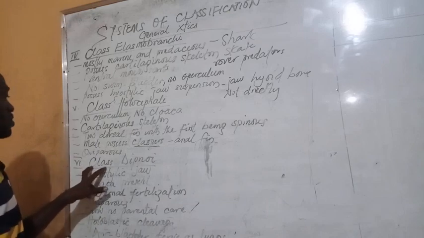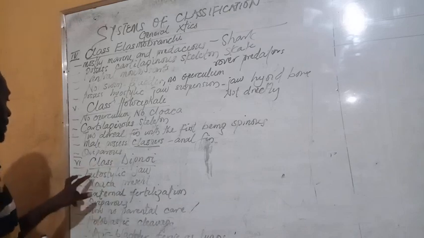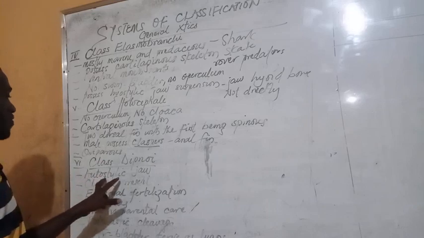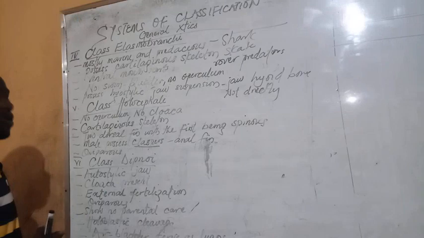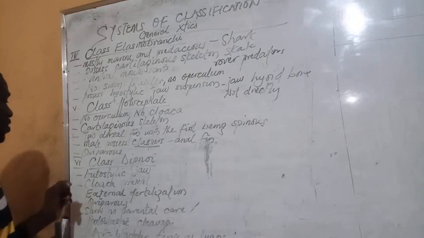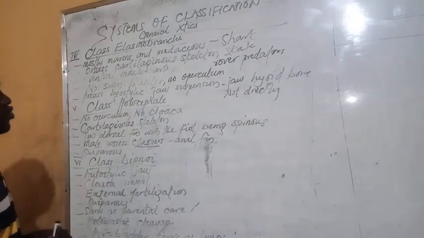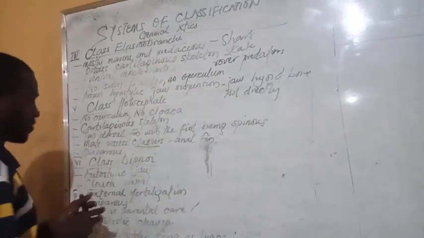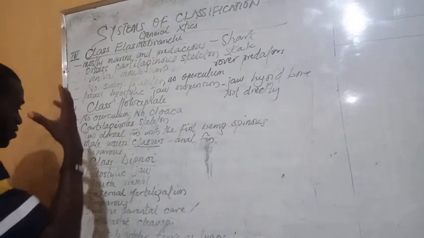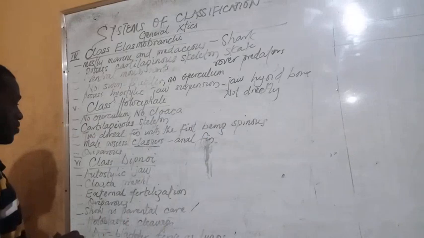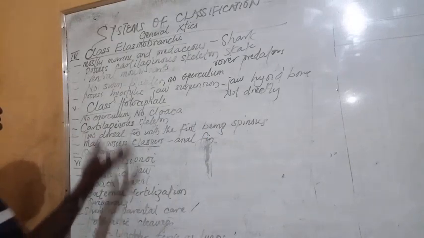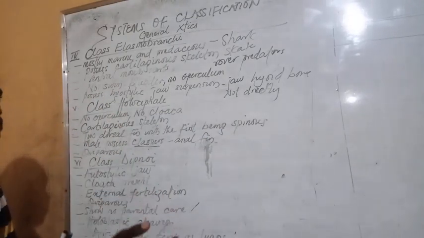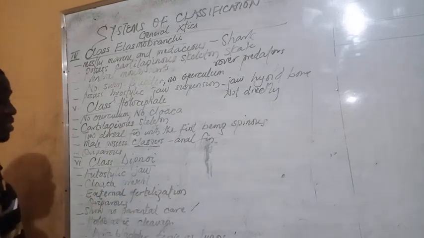And then the class Dipnoi. The class Dipnoi have autostylic jaw. Autostylic jaw is one in which the jaw has direct connection with the cranium. Cloaca is present. Cloaca means vent, that is the anus. External fertilization, that is fertilization is external. Oviparous reproduction with no parental care.